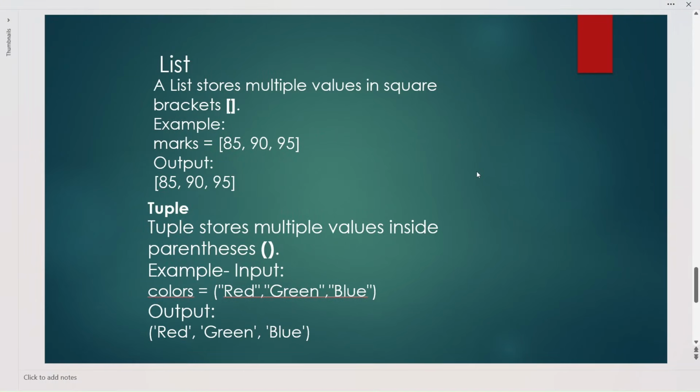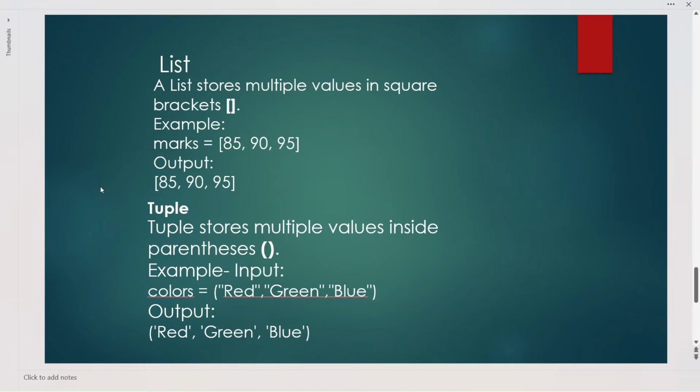Then coming to list. Sometimes we don't want to store only one value. We want to store multiple values together. At that time we are going to use list. For example, suppose I want to store the marks of three students. First student marks as 85, second student marks as 80, and third student marks as 95. This is called list.